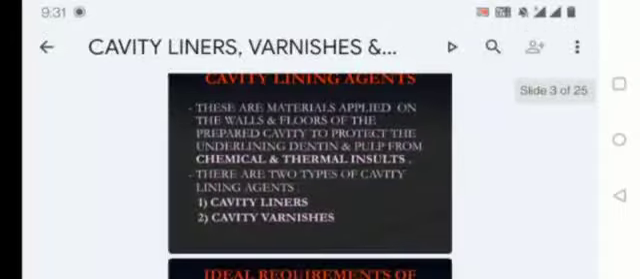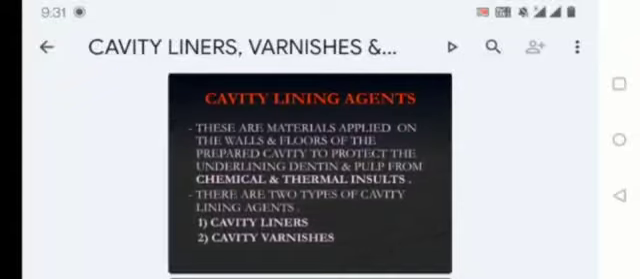And these bases also give mechanical support to the above restorations. That is in brief about pulp protecting agents. Now coming to cavity lining agents. What are these cavity lining agents? These are materials applied on the walls and the floor of the prepared cavity to protect the underlying dentine and pulp from chemical and thermal insults.